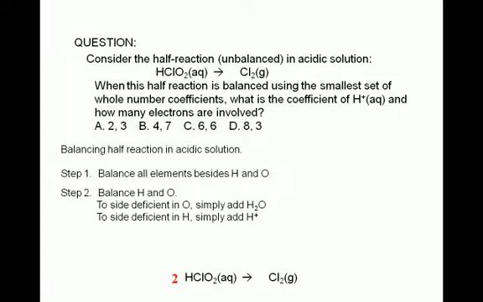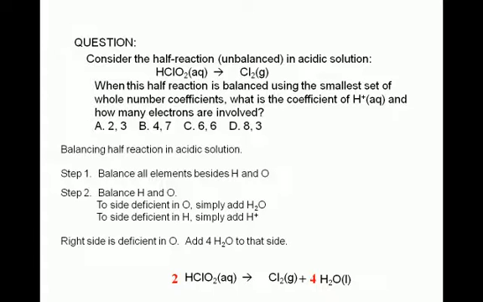Let's look at the case we have here. On the left, we have 4 oxygen atoms. On the right, we have no oxygen atoms. Therefore, the right side needs 4 oxygen atoms. To balance oxygen, we simply add 4 waters to the right.